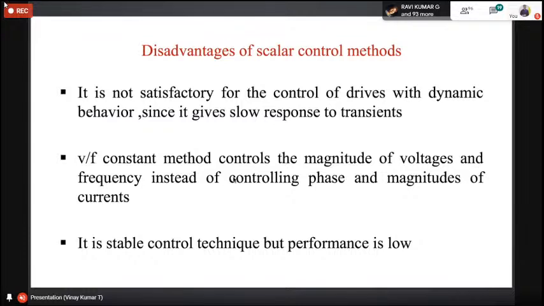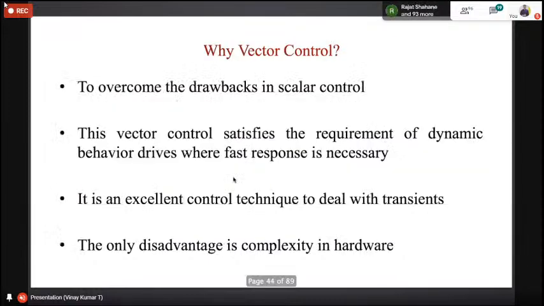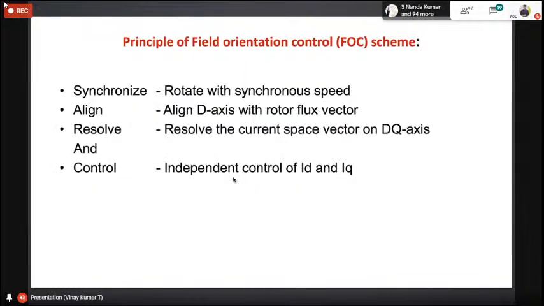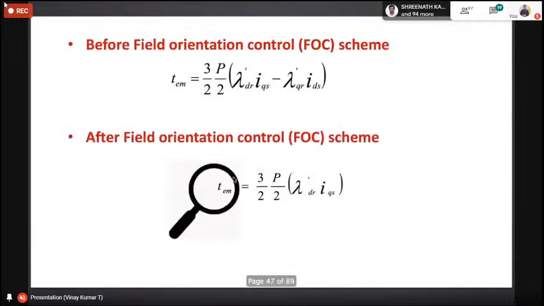These are the drawbacks of scalar control. The drawback is that the transient response is very poor, right? To overcome the drawbacks of scalar control, we go for vector control. To satisfy the dynamic behavior requirement of the drive, where fast response is required, you have to take vector control, an excellent control technique to deal with transients. The only drawback or disadvantage of vector control is that it is very complex. Now first we'll discuss FOC, field orientation control.